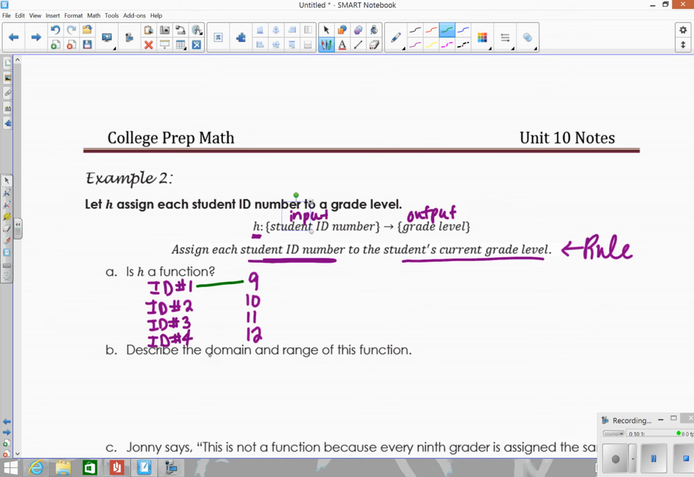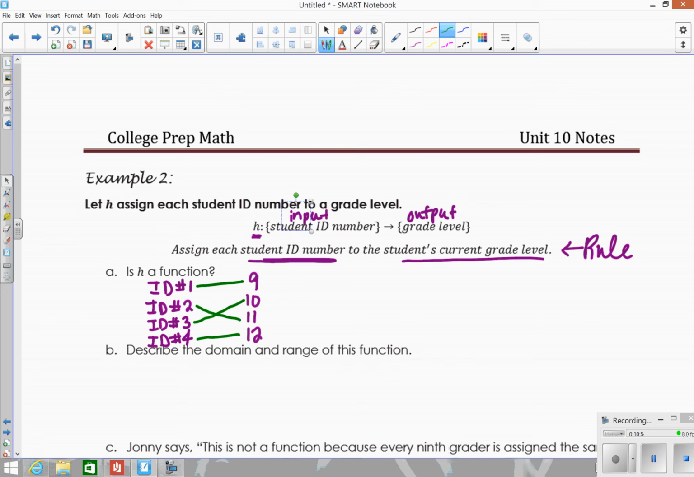a 9th grader. That's it. You can't be in both 9th and 10th grade. Let's say student 2, or this ID number 2, is a junior. That's it. I can't map this student to multiple grade levels. And the last one, let's say I map it to a senior. I can't map these to multiple grade levels because each student is only in one grade. So you can keep this list going of possibilities, but it's always going to end up that each student can only go to one grade level.